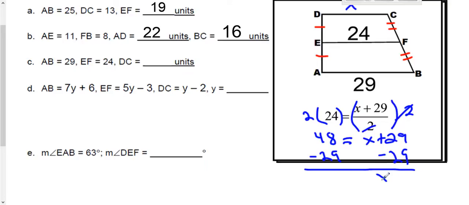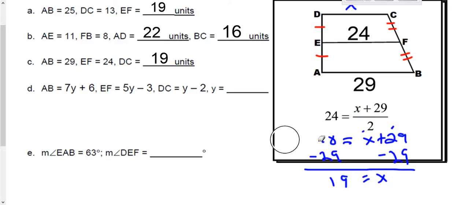And we get x, that other base, equals, let's see, 19, I believe. Okay. So that other one was 19. You could double check: 19 plus 29, add them up and divide by 2, see if it comes out to the 24. Okay, pause it if you need it, or rewind it if you need to.